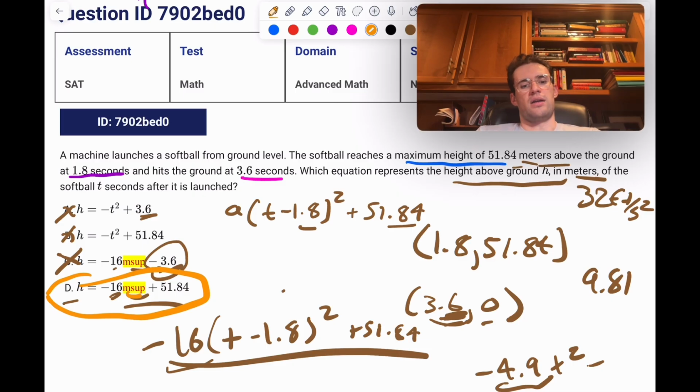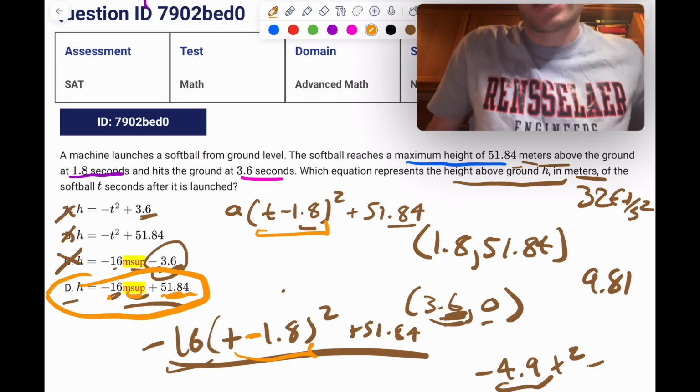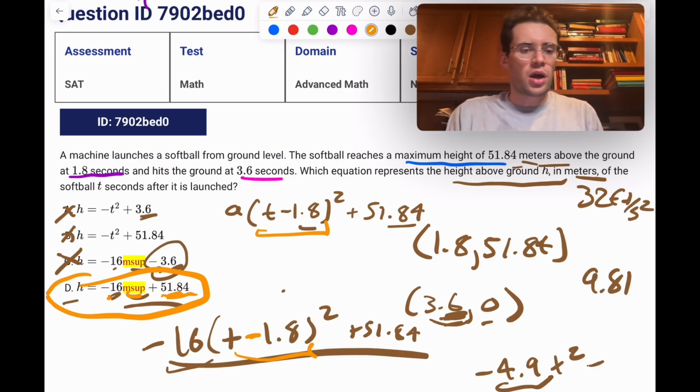Looking for that. Again, you put it in vertex form. Now, that doesn't mean that this is the y-intercept, because when t is 0, it's actually going to be less than this. Even though this is 0, this whole thing is not 0. You're going to be subtracting something from the 51.84 unless t happens to be 1.8. So at the time t equals 1.8, this whole part becomes 0, and it's 0 plus 51.84. But again, that's the vertex. It's not your y-intercept in this case, because this is not written in standard form. All right, so it should be d.